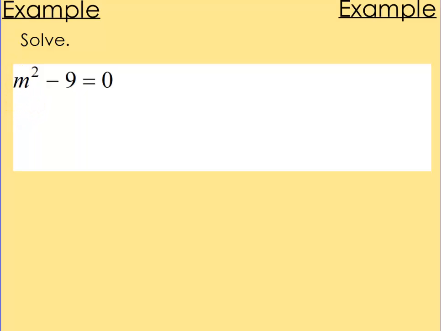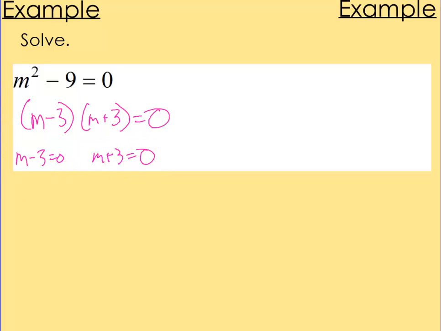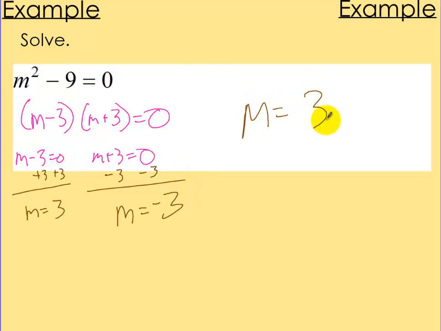All right, this is a difference of squares. I know the formula, so it's going to be m minus 3 times m plus 3 equals 0. Now I can set each of those equal to 0, so m minus 3 equals 0, m plus 3 equals 0, and just isolate the variable, add 3 to both sides here, get m equals 3, and subtract 3 from both sides here, and you get m equals -3. So your two solutions are m equals 3 and -3. Next one.